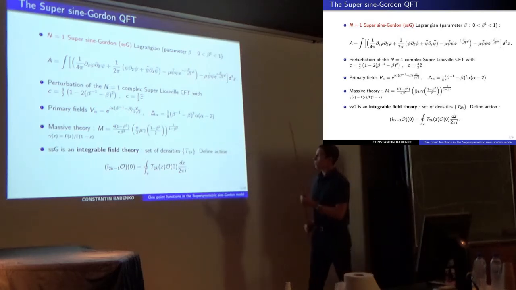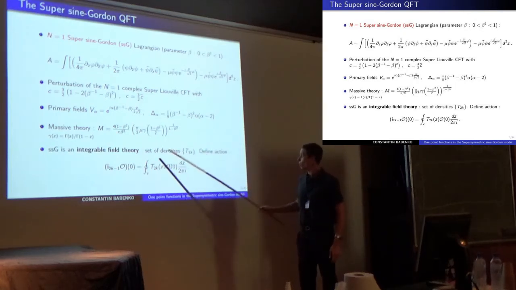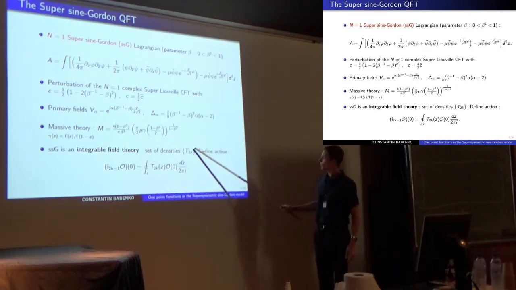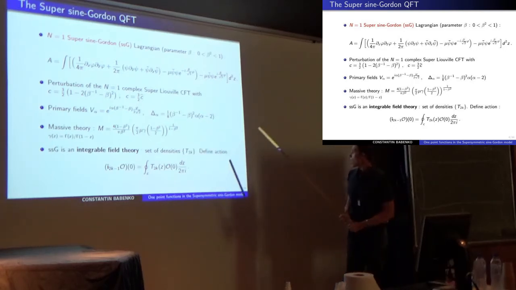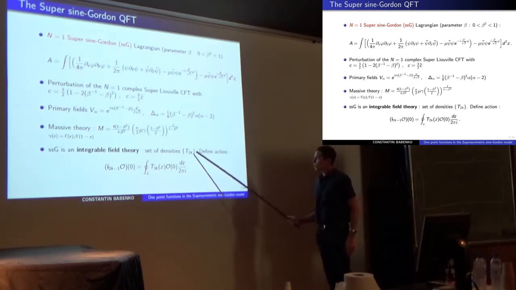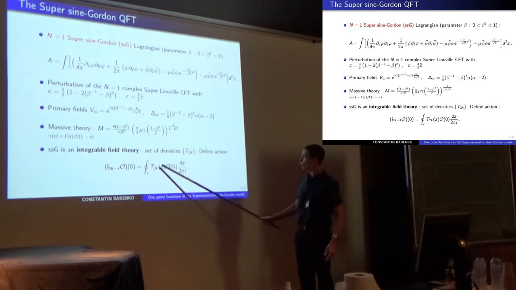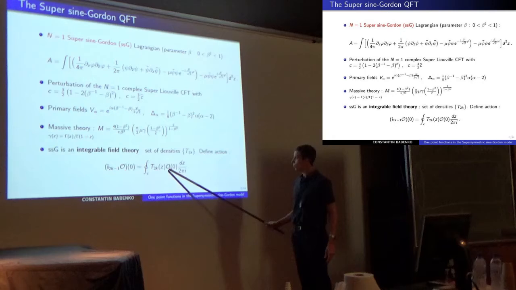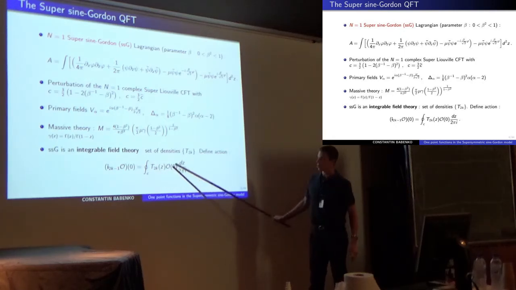And finally, the super-Sine-Gordon theory, as we said, is an integrable field theory. That is, there is an infinite set of integrable densities that we call T2K. Out of these densities, we can act on a local field. How? Basically, we just multiply the density with the local field O, and we integrate around the location of this field.